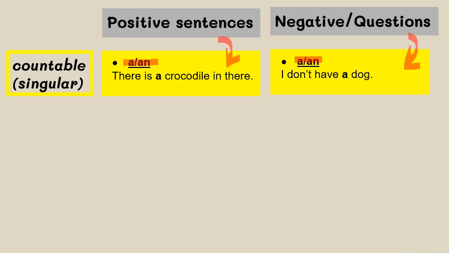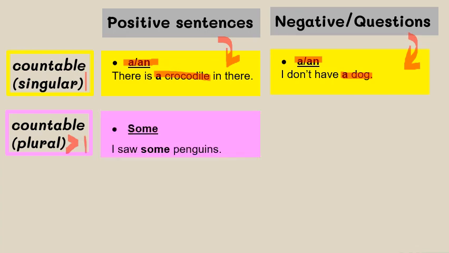Kat sini crocodile. There's only one crocodile, so there's a crocodile in there. And there's only one dog. I don't have a dog. Next you have countable noun, tapi this one plural. Banyak. So tadi singular. This one is plural.